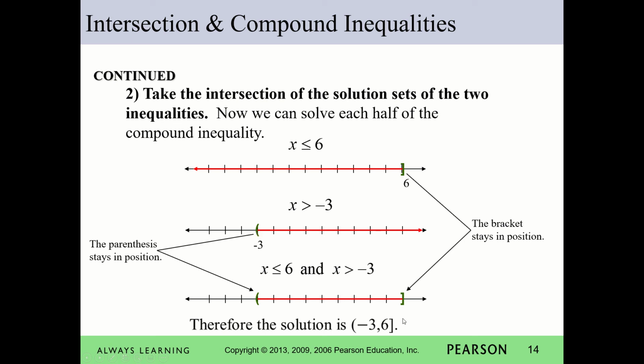Now we just take what overlaps. So basically we're cutting out everything that's below negative 3 and everything that's above 6. So it gives you that your solution set is negative 3 up to positive 6.